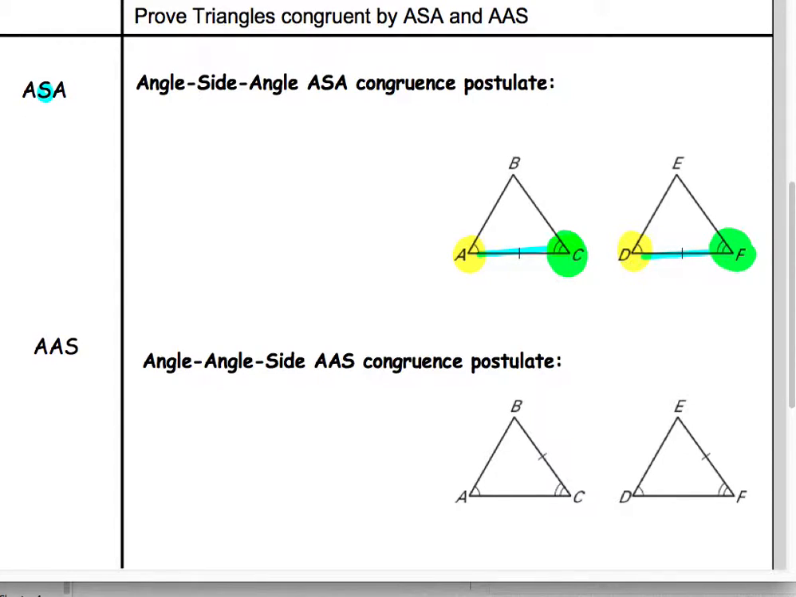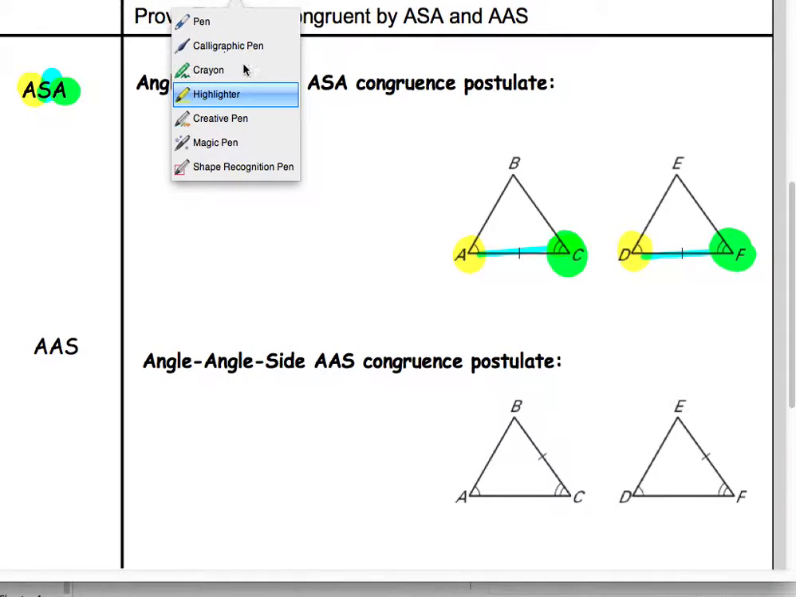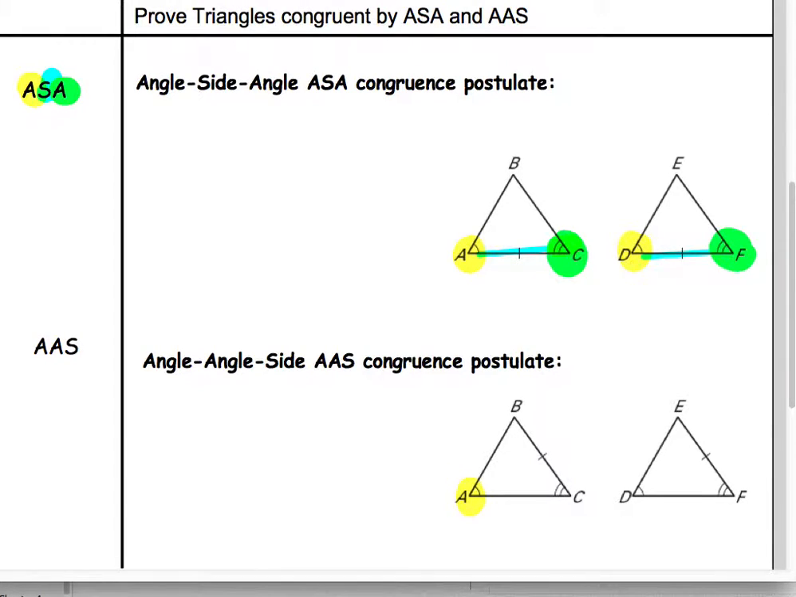the side in the name goes in the middle of the two angles. So that's how you know that it's going to be angle, side, angle when the side connects the two angles that you have. As far as angle, angle, side, here we've got A congruent to D, and we've got C congruent to F, but the side that is marked is over here. It is not between the two angles. That's why the S in the name is not in between the two angles.